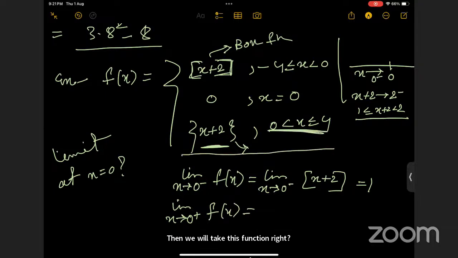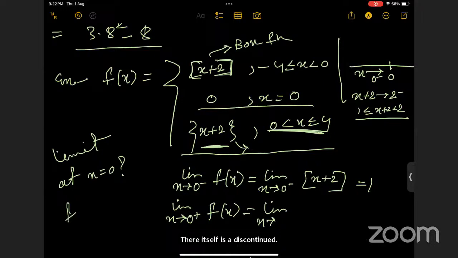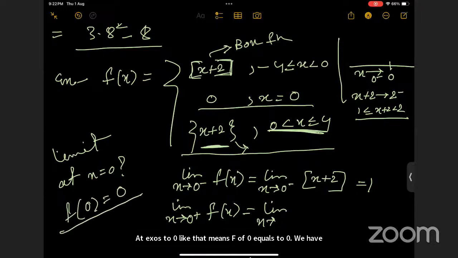Because of this interval value, we need, because you said x equal to 0, it is 0. There itself is a discontinuity. Yes, at x equals 0, f of 0 equals 0. We have the value here. Since the value is given, I don't have to worry about all this. It may be discontinuous. It is discontinuous. Okay, yeah.